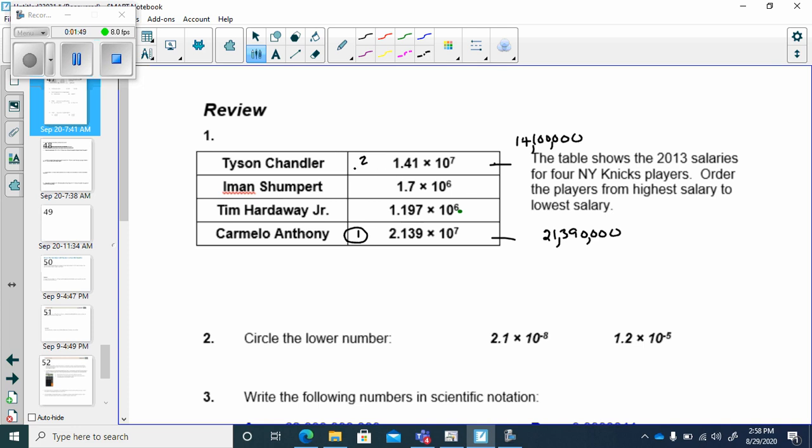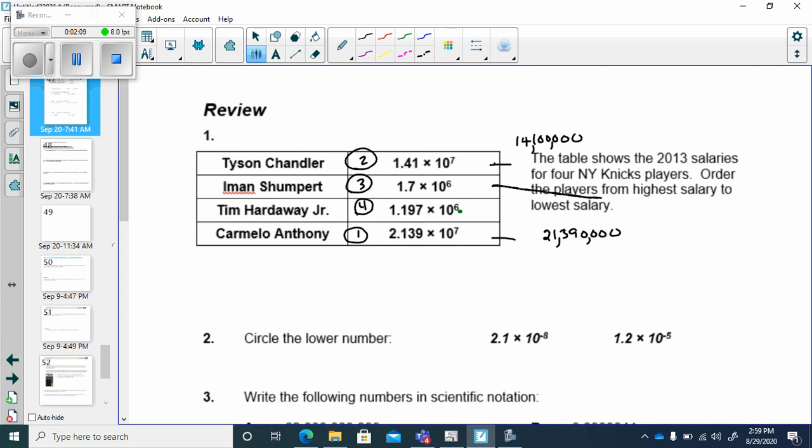So here's 1 and 2. This is 10 to the 6th, so it's going to be below 10 to the 7th. Look at your exponents. Which is bigger, 1.7 or 1.197? The 1.7 would be bigger there. The 1.197 is smaller. Let's see what their salaries would be.